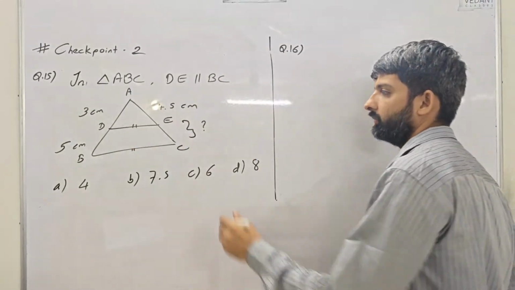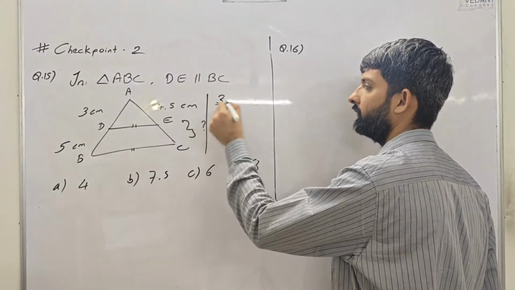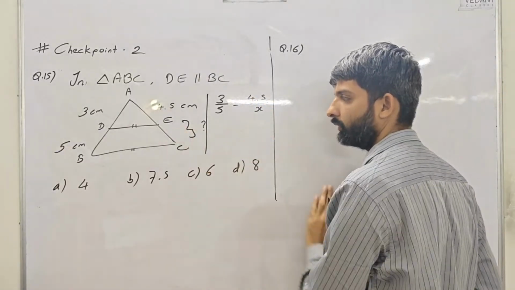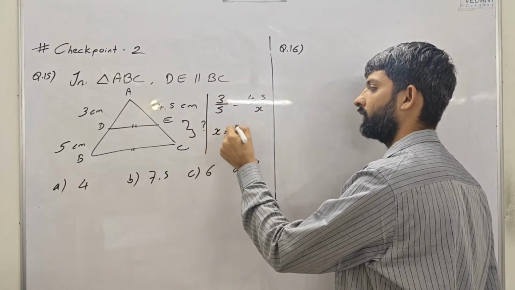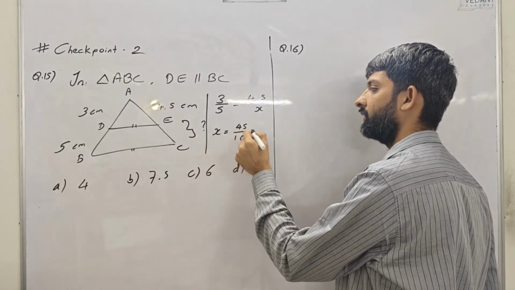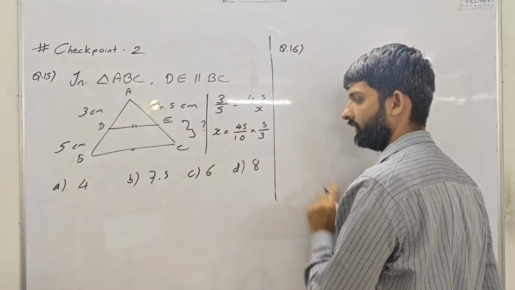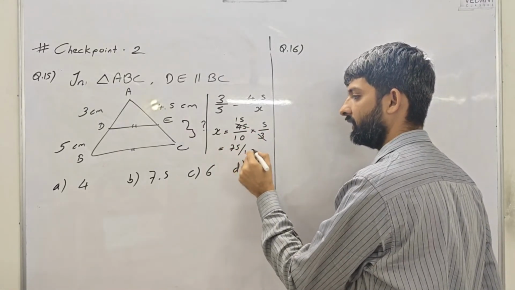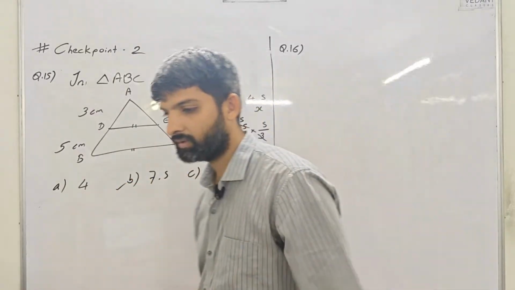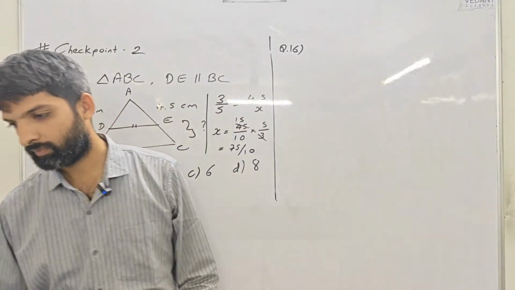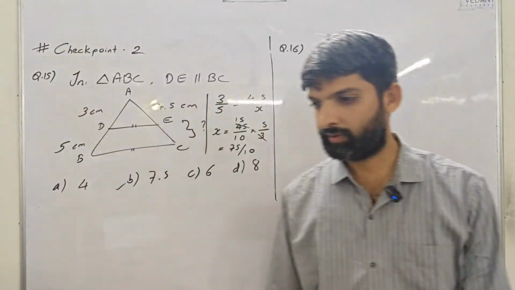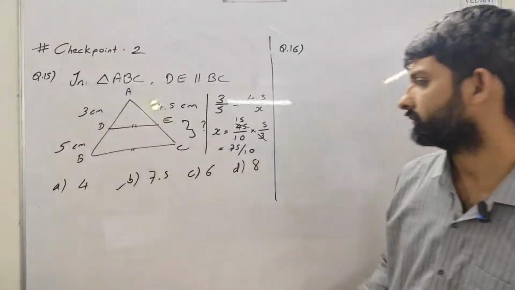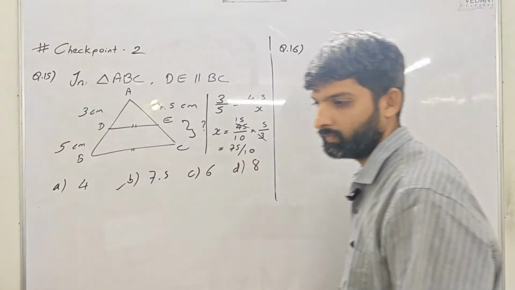Okay, so by Thales theorem, you can simply write 3/5 is equal to 4.5 divided by x. This is the unknown quantity. So x will be equal to 45/10 × 5/3. So 3 ones are 3 and 15s are 15, so it is 75/10. So option B will be the correct answer. All right, you are from Dorothea. So option B will be the right answer.